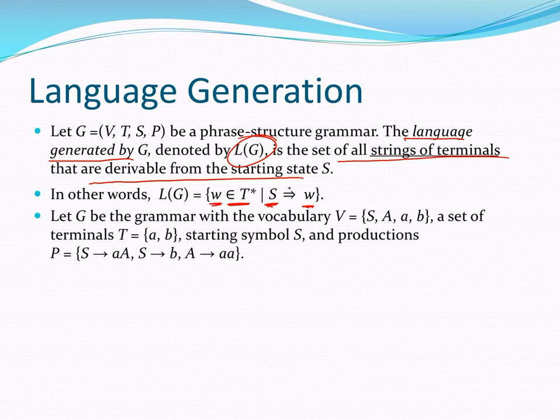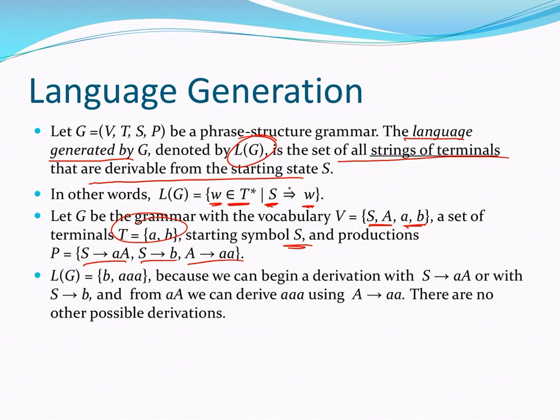Here I have a small phrase structure grammar: non-terminal symbols S and A, terminal symbols a and b, identified here, start symbol S, and productions. S produces aA, S produces b, A produces a. And the language for this grammar is nothing other than {b, aa}, because those are all that I can derive from these production rules.